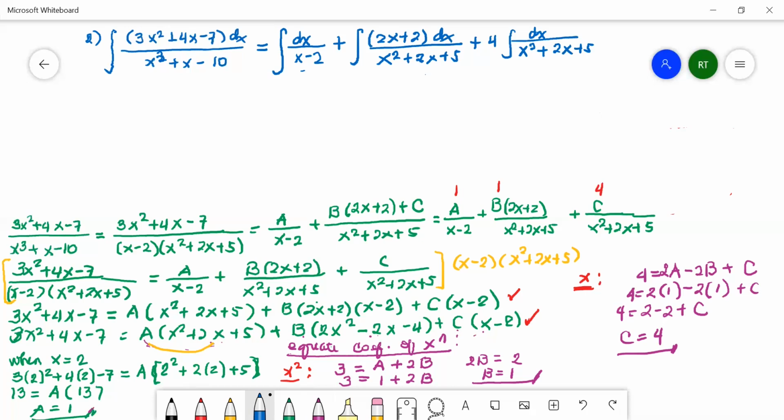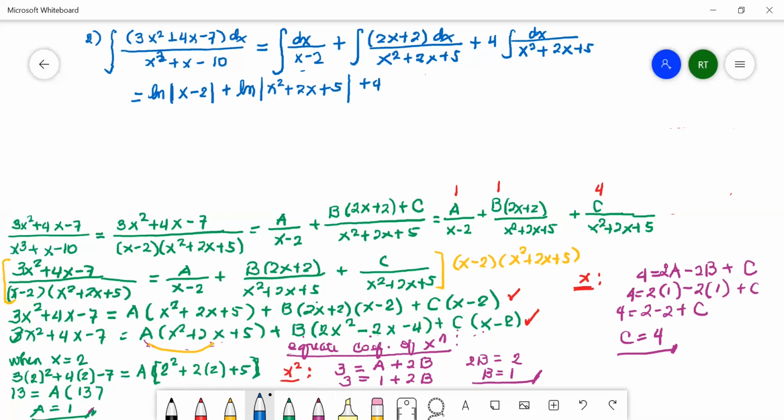Okay, hence, I will just move further left. The integral of dx over x minus 2 is natural logarithm of x minus 2. Okay, then plus the integral of 2x plus 2 dx over x squared plus 2x plus 5 also leads to the natural logarithm of the denominator x squared plus 2x plus 5. Okay, and the last one is 4 times the integral of x squared plus 2x plus 5. Of course, this will lead to arctan.